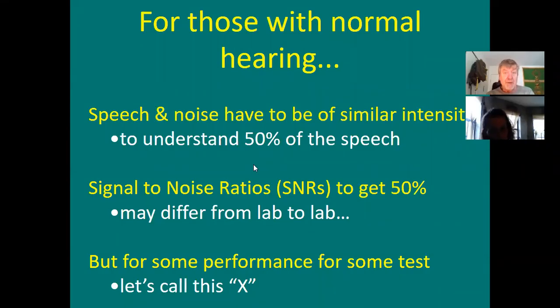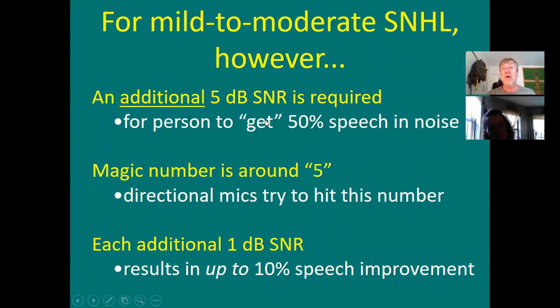Now, look at this slide here. Speech and noise, if they're similar in intensity, that's a 0 dB SNR, you're going to understand about half. Now look at what happens with mild to moderate sensorineural loss. An additional 5 dB is required for the person to get 50%. The magic number is around 5. So for a normal hearing person, if the noise is 60 and the speech is 60, I'm going to understand half. For the hearing impaired, if the noise is 60 and the speech is 65, now that person's going to get 50%. They need an additional 5 dB SNR.